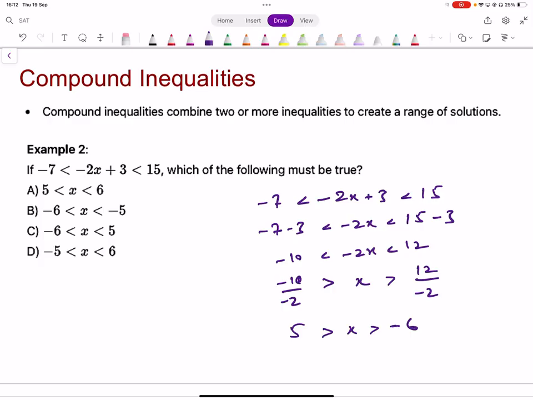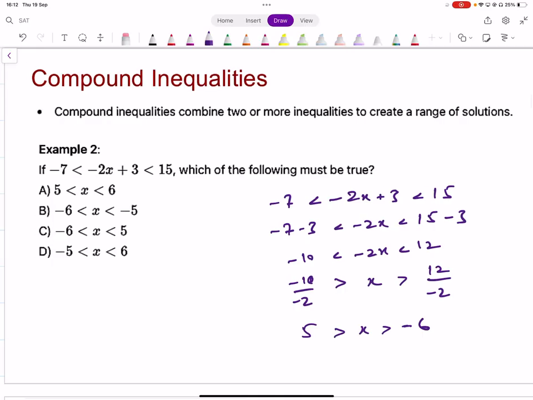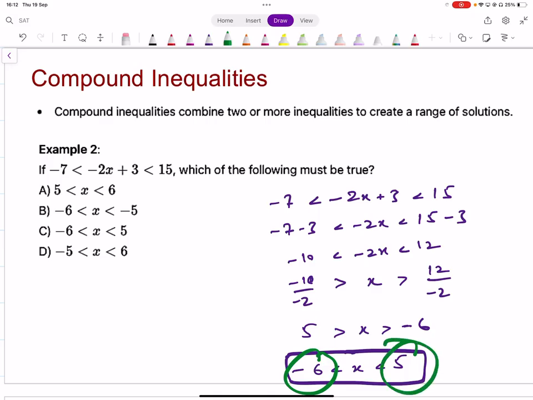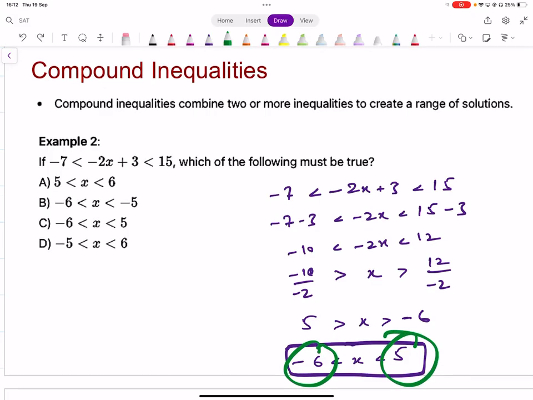Which of these options matches this? This is actually equivalent to minus 6 less than x, which is less than 5. Normally, we write such inequalities in this form with the smaller number on the left side, larger number on the right side. This is the standard way of writing this. These two are equivalent, right? X is between minus 6 and 5. So what's the answer then? C. Is that all right? So you should be able to deal with these compound inequalities like this as well.